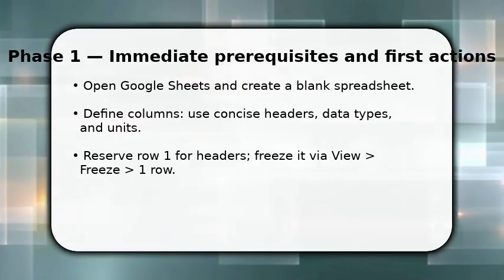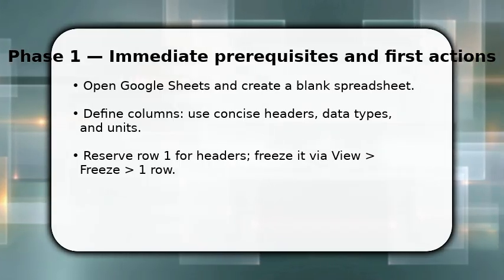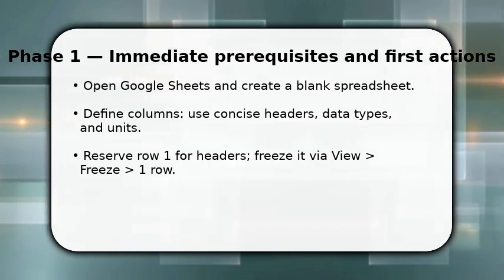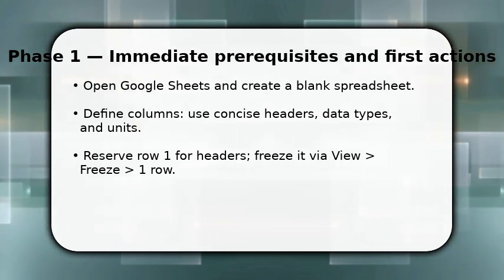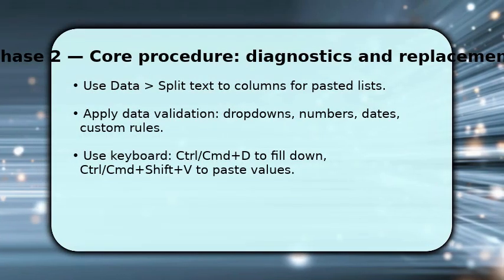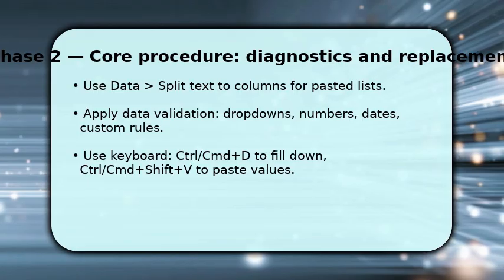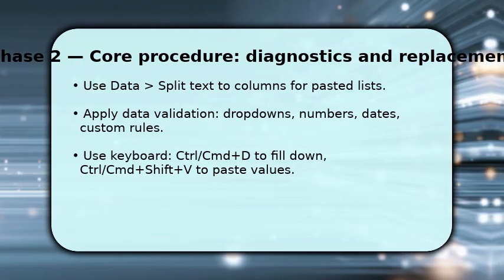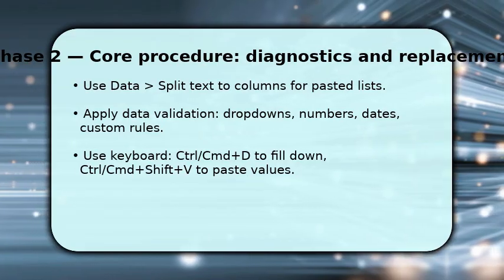you scroll. Make sure to set initial column widths roughly to fit expected data, and apply bold formatting to headers so scanning is fast. You now structure rows and start entering data. If you paste a list, use Data, Split text to columns to separate fields quickly. Then apply data validation on columns.